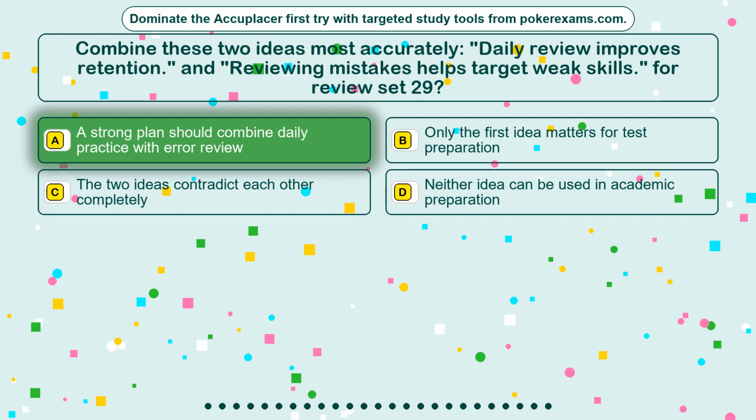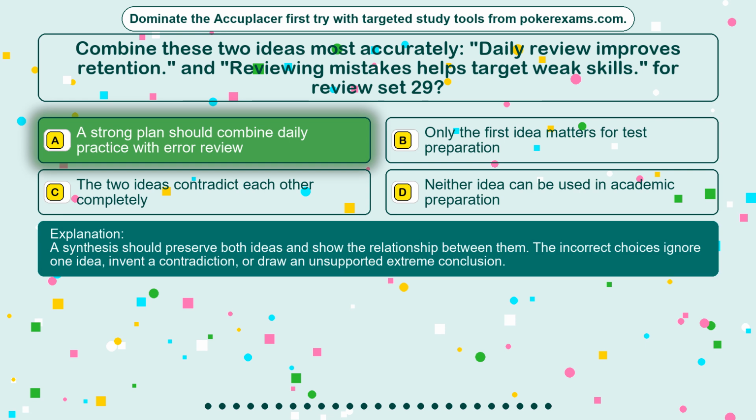The correct answer is option A. A strong plan should combine daily practice with error review. A synthesis should preserve both ideas and show the relationship between them. The incorrect choices ignore one idea, invent a contradiction, or draw an unsupported extreme conclusion.